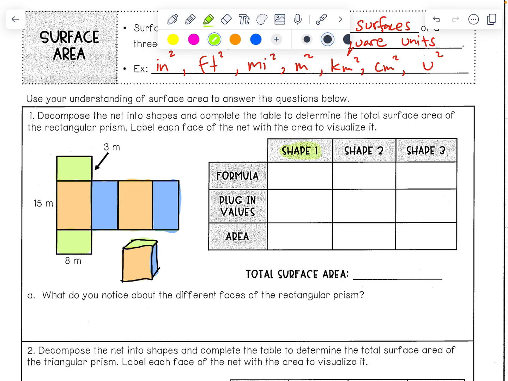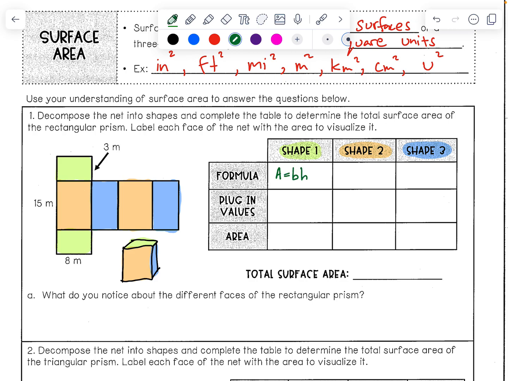So that's the top and bottom. This is going to be the front and back, shape 2. And the left and the right. You could even label what each of these are, but I don't necessarily have to. So let's start off with our formula. All these shapes are rectangles, so the formula for all of them is going to be area equals base times height.